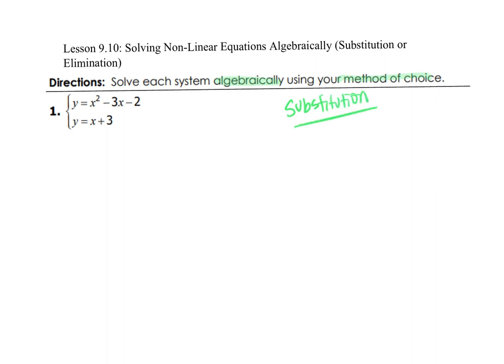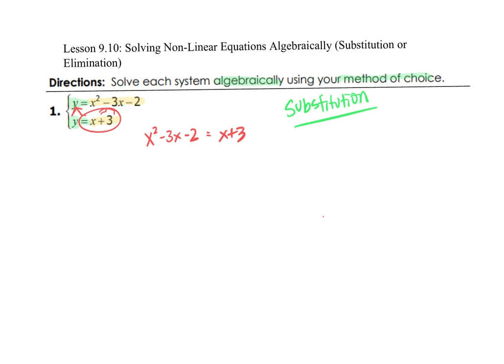And I'm going to show this one a little bit differently because both of these equations start with y equals. Our y is equal to x squared minus 3x minus 2, but this same variable y is also equal to x plus 3. These two parts that I have highlighted in yellow must therefore be equal to each other. We're substituting one y into the other. So I'm going to set them up like this: x squared minus 3x minus 2 is equal to x plus 3.